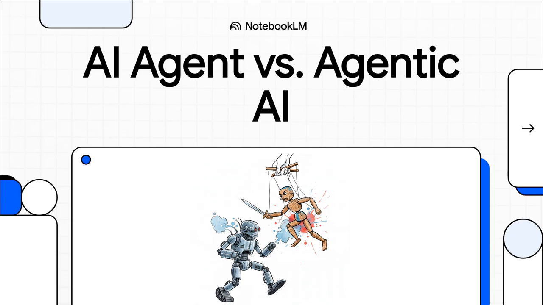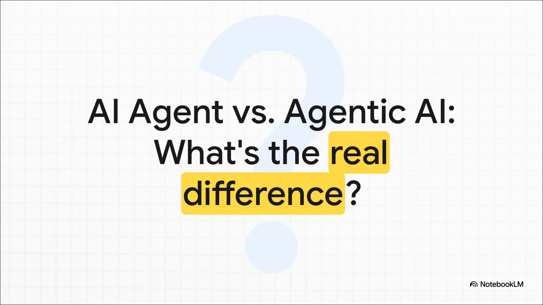So you've probably heard the terms AI agent and agentic AI thrown around a lot, right? They sound almost exactly the same, but trust me, the difference between them is absolutely massive. So let's get into it and figure out what really separates the two. And that's really the big question we're tackling today. What is the real difference here?